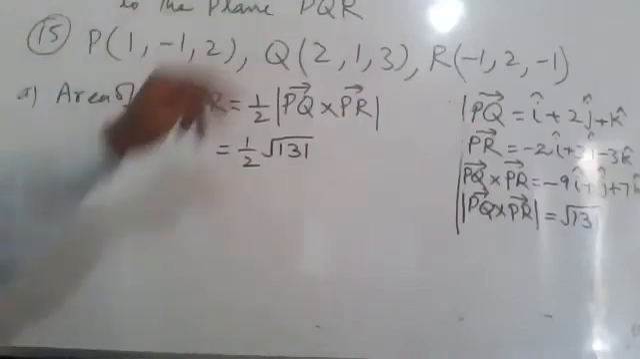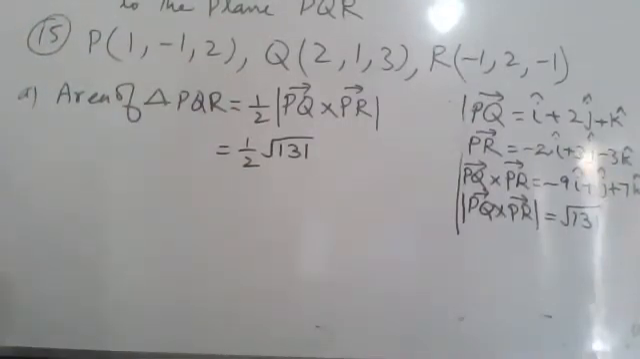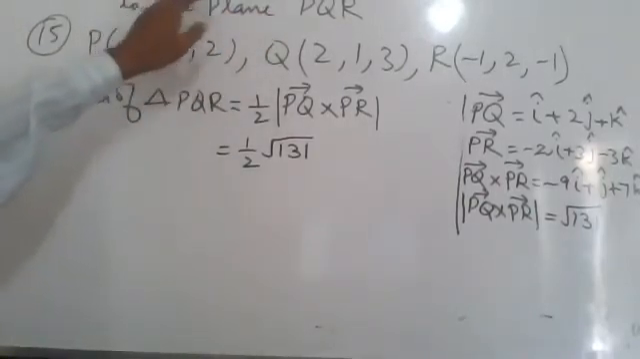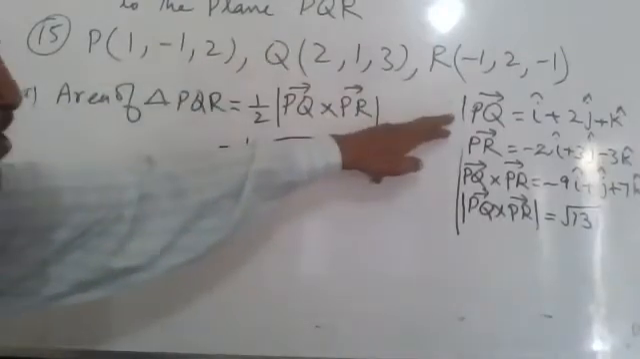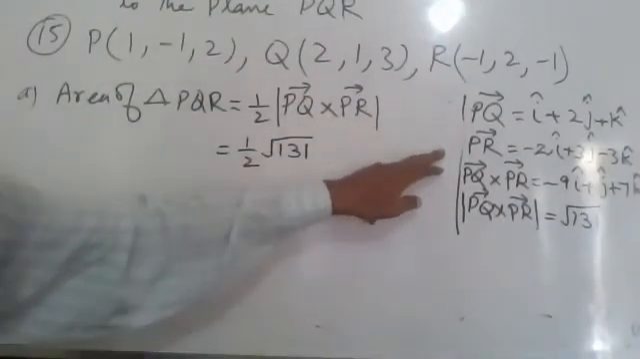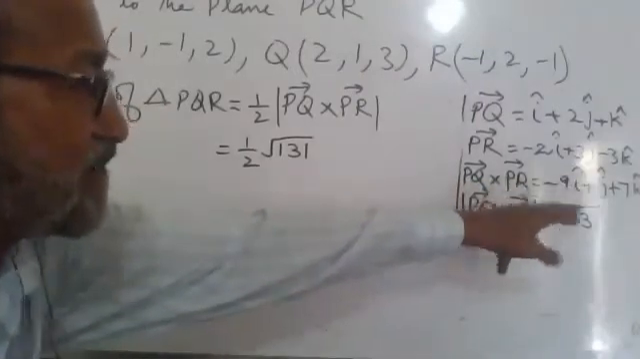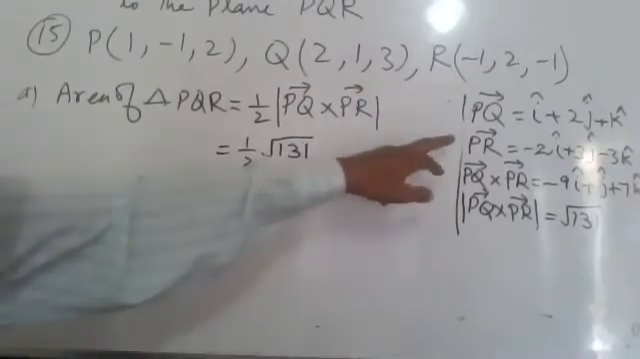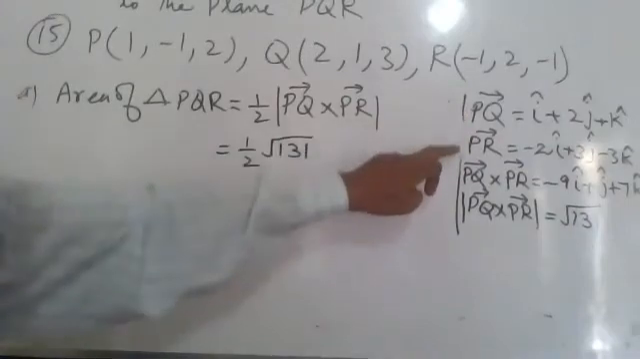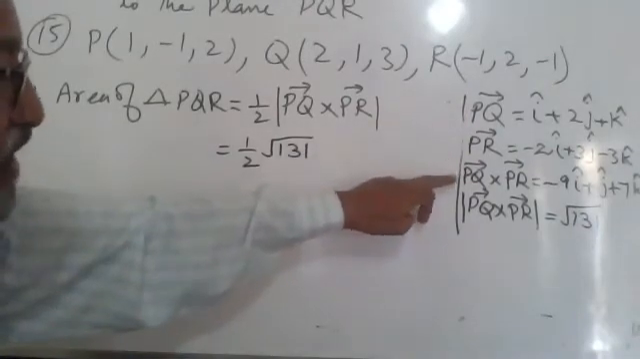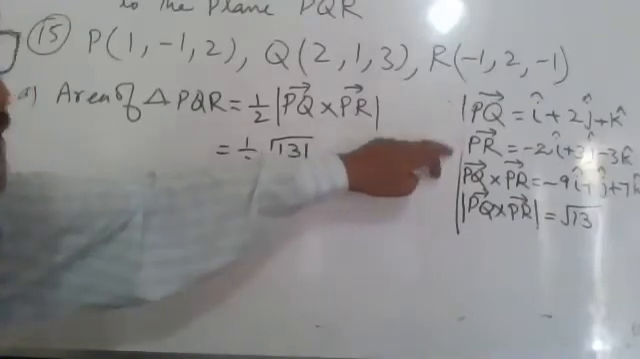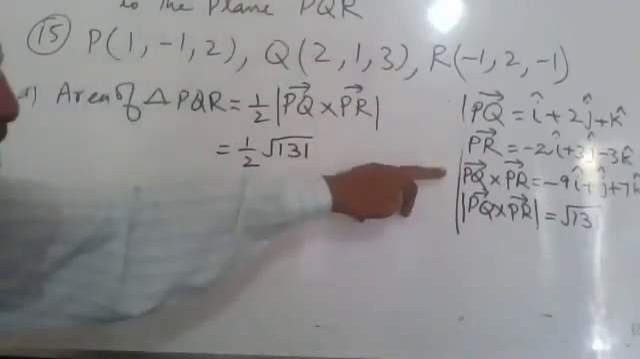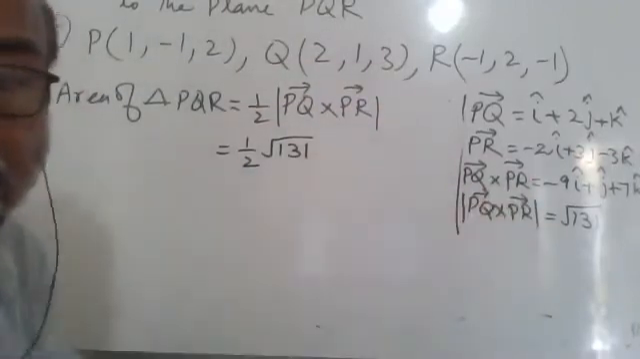Now B part, the unit vector perpendicular to the plane PQR. So the vector perpendicular to the plane is found by taking the cross product of PQ and PR, minus 9i plus j plus 7k. I have already told you this is the vector perpendicular to the plane made by the vectors PQ and PR. So this vector is perpendicular to these two vectors. We have to find the unit vector, so this vector will be divided by its magnitude. That will be the unit vector.